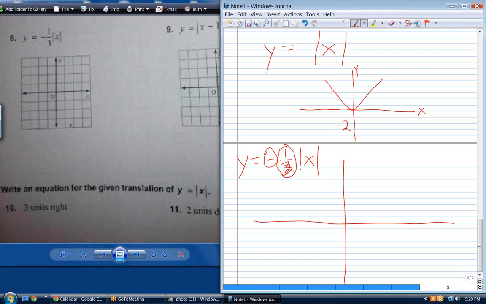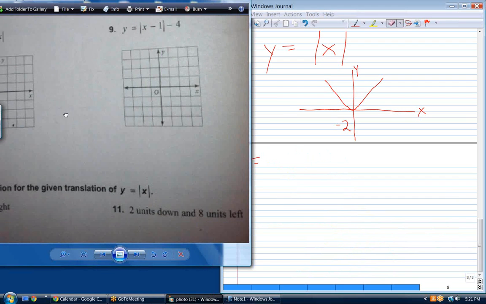Okay. So if it was just negative absolute value of x, it would look like this. What's the 1/3 do to it? Makes it horizontally skinnier. Right, which is called a vertical shrink. That's a vertical shrink. This would be a vertical stretch. But when it makes it skinnier, it's a shrink, not a stretch.